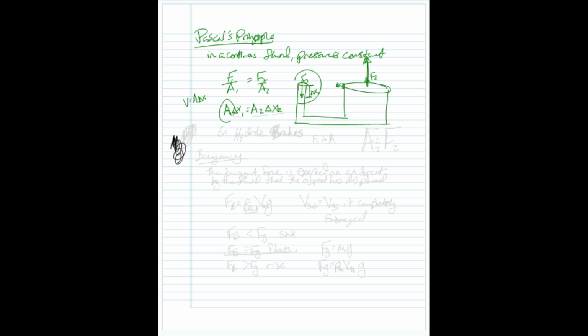If I have a small area 1 and a big area 2, I will have a big delta x1 and a small delta x2. So our example would be hydraulic brakes.